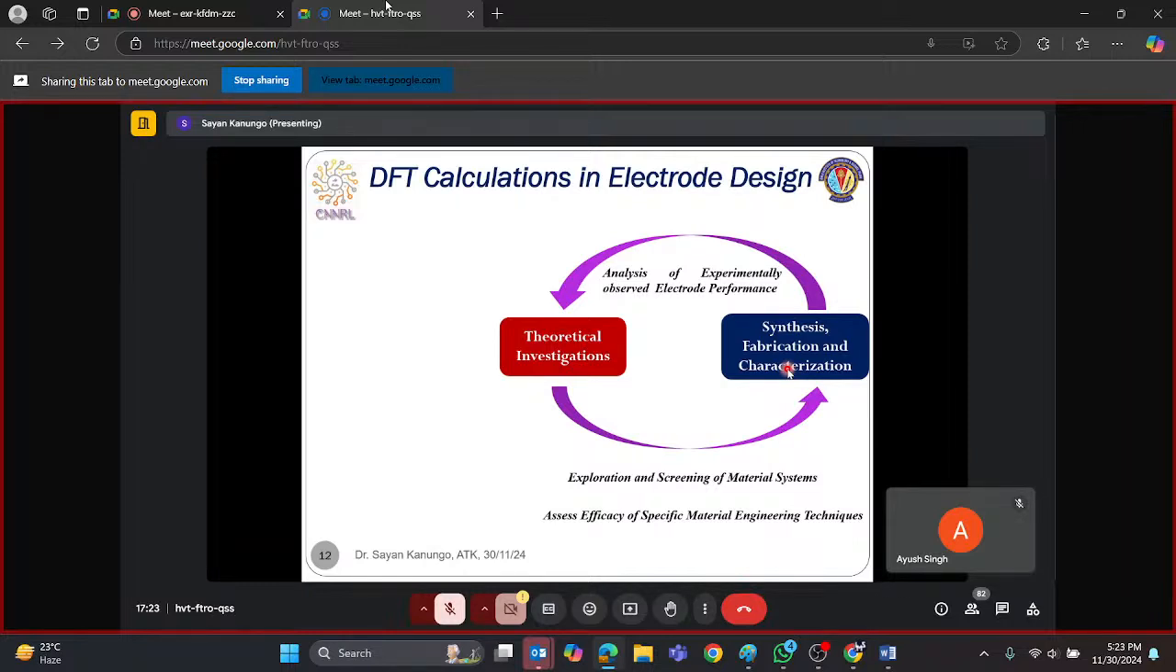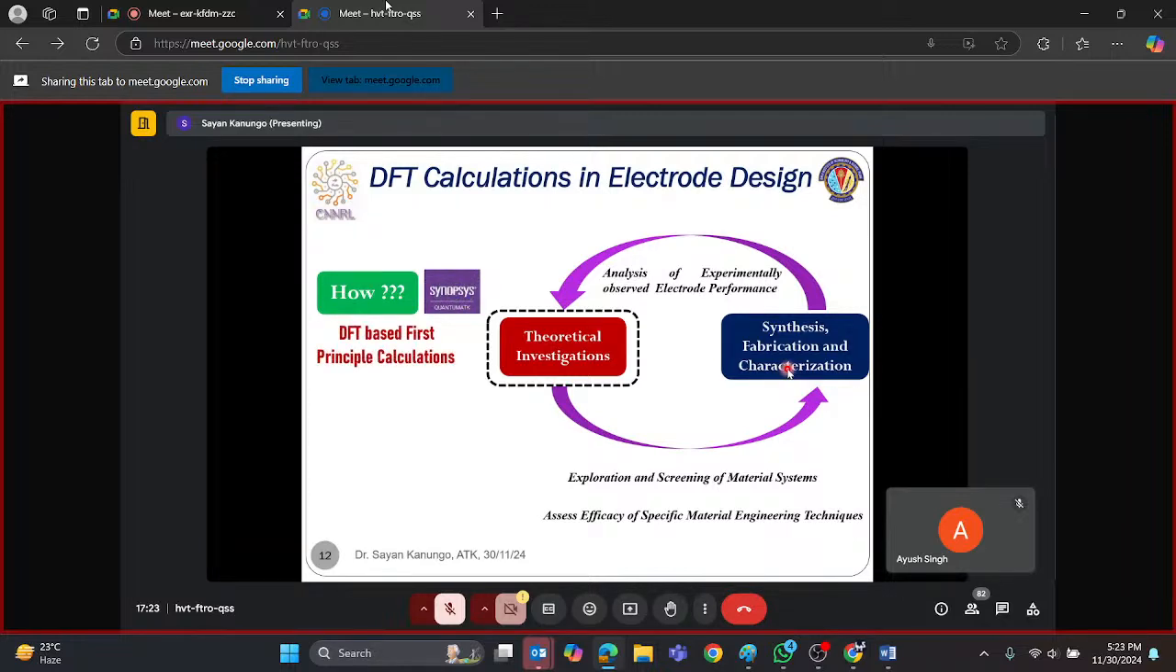So now the question that we should be asking at this juncture: how are these theoretical investigations actually being performed? The theoretical investigations are basically based on density functional theory based first principle calculation approach. And Synopsys QuantumATK is one of the most reliable tools to achieve this theoretical investigation, which can thereafter be successfully integrated with the experimental exploration in this effect.